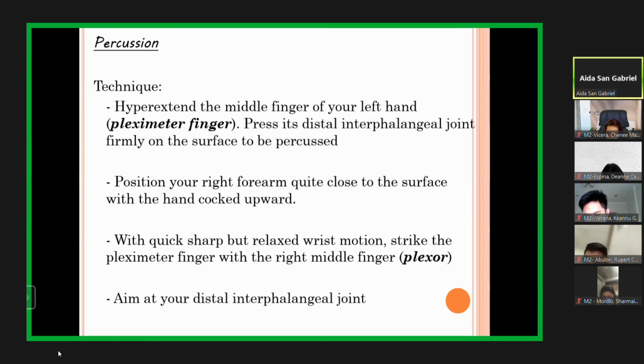Aim at your distal interphalangeal joint. Okay, can you imagine it? Yes po. Yes, Doc.